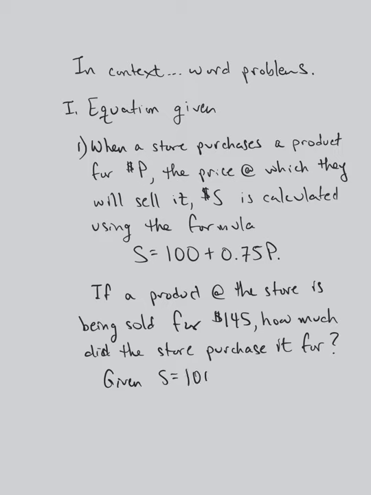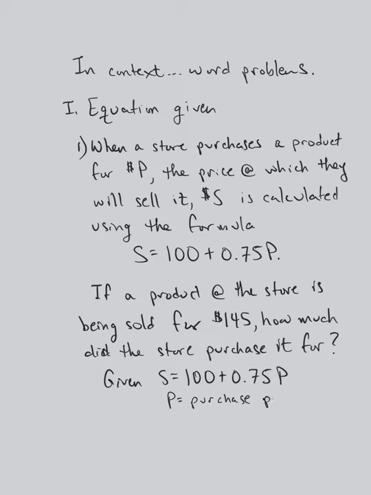Whenever you're given the equation, try not to bog yourself down trying to figure out where that formula comes from or what it's saying. Just take it as given. The key thing is to understand what these two variables represent. You might want to look back through here. What does P represent? Here's where it talks about P: when the store purchases a product. So P is how much the store paid for it, and I'll call that the purchase price.